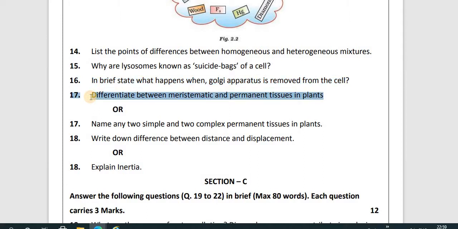Let's see the next question, question number 17. Differentiate between meristematic and permanent tissue in the plant. We have to write down the difference between meristematic and permanent tissue in the plant.